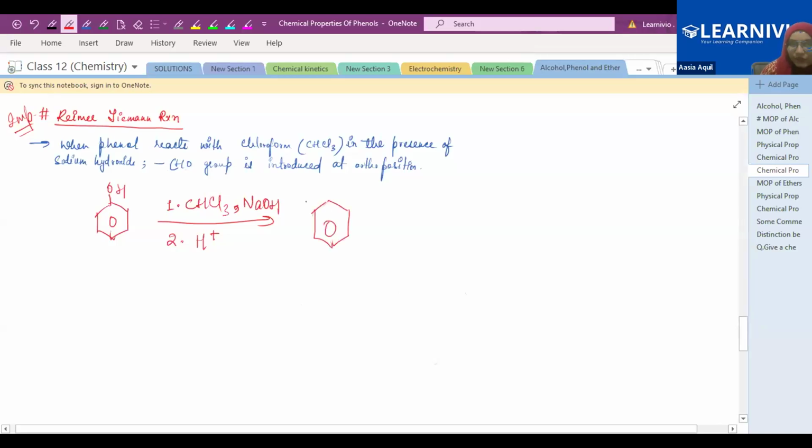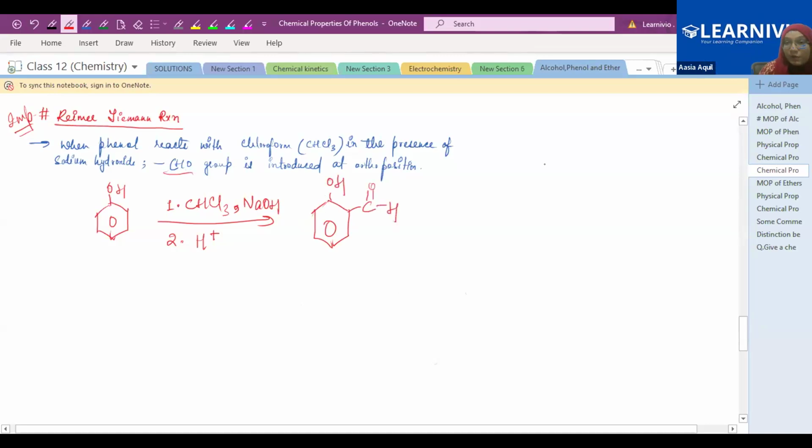So what is the Reimer-Tiemann reaction? The conversion of phenol into salicylaldehyde, in the presence of chloroform and sodium hydroxide. Just remember that: phenol to salicylaldehyde. Now what is salicylaldehyde? This is an OH, this is a phenol. On the ortho position, you have to introduce the CHO group. So this is your salicylaldehyde.